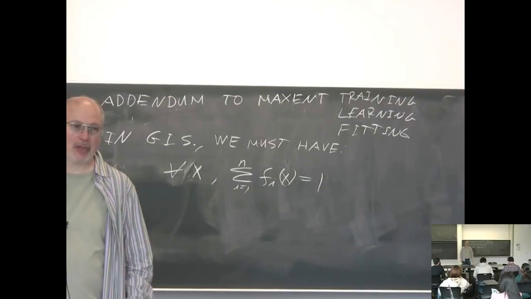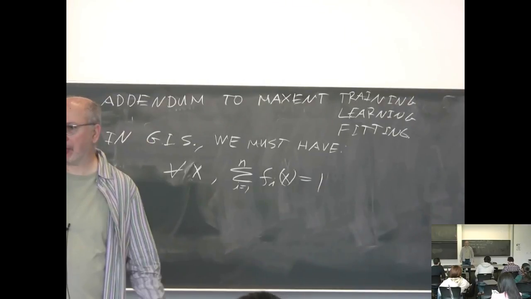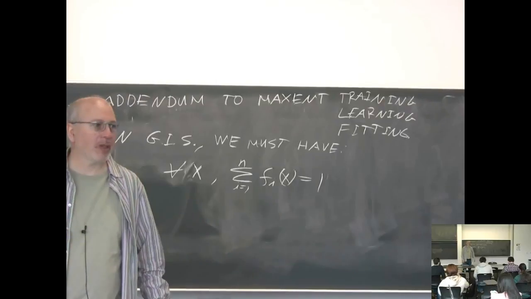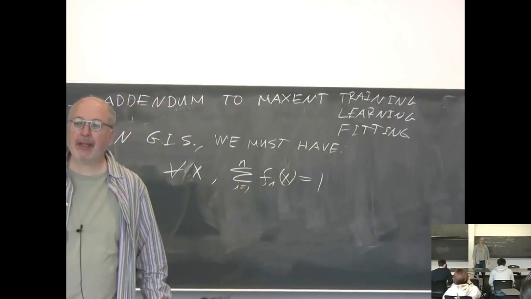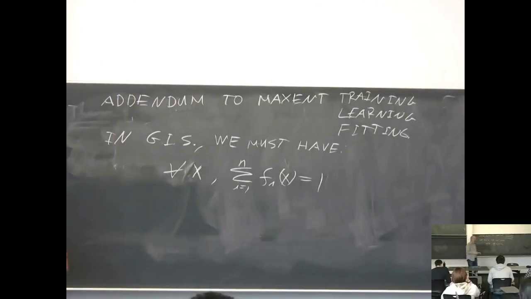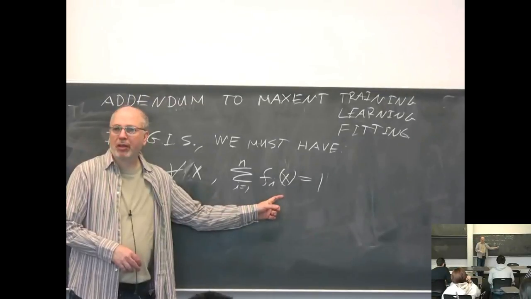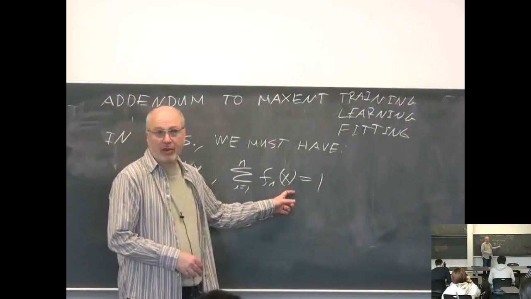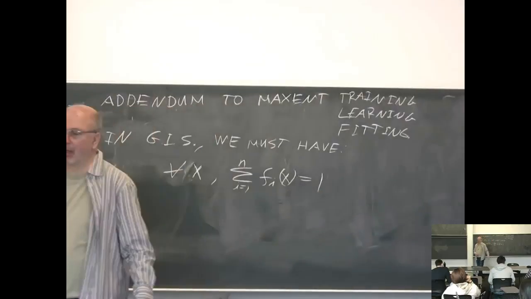sometimes omissions. So Yoon has pointed out to me that I failed to mention something important in the description of the generalized iterative scaling algorithm. And that is that for generalized iterative scaling, this condition must hold. Namely, that the sum of all the features for any fixed x, the sum of all the features must be 1. So they have to be normalized.